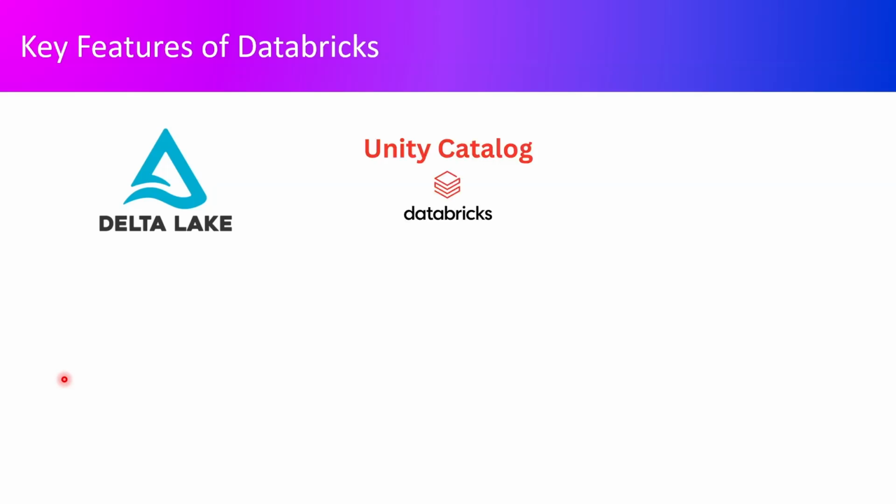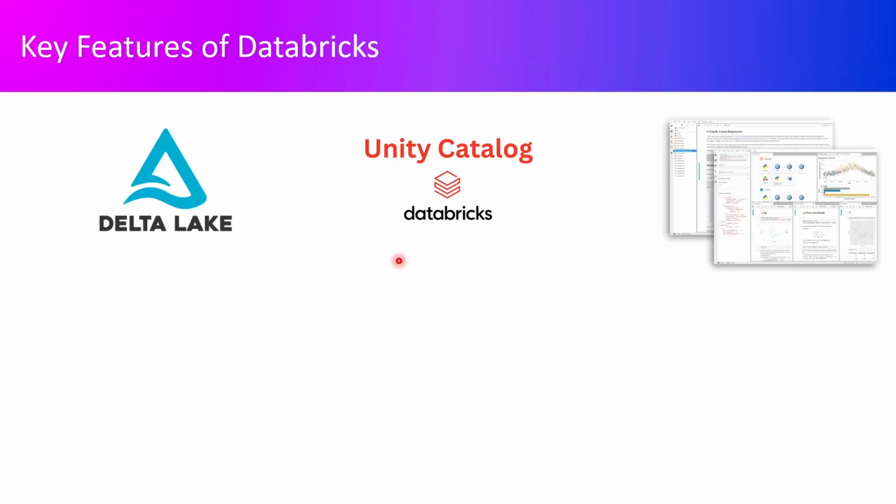Next, we have Unity Catalog. This is the governance and security layer of Databricks. Think of it as the traffic controller for all of your data. With Unity Catalog, you can manage who has access to which tables, columns, or even rows of data. It also stores metadata like ownership, schemas, and lineage, so you always know where your data came from and how it is being used. For large teams, this centralized governance is critical.